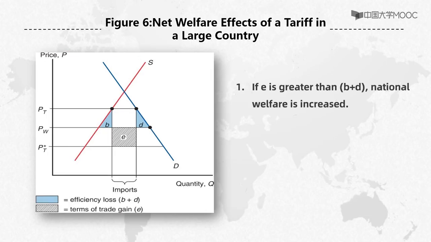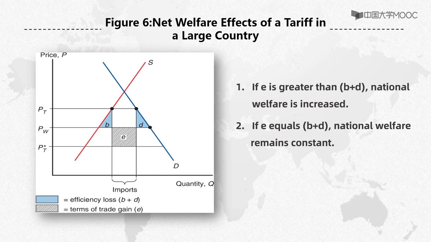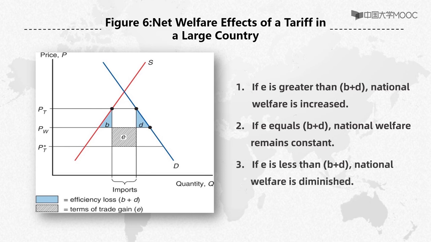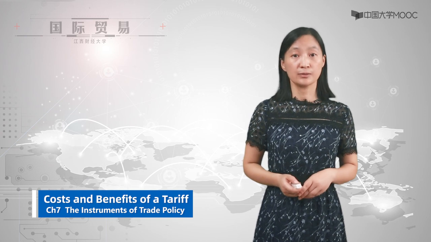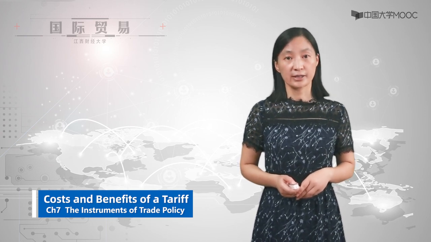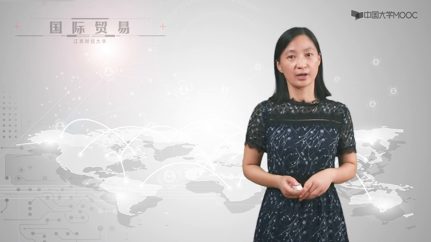The conclusions regarding the welfare effect of a tariff for a big country are as follows. 1. If E is greater than B plus D, national welfare is increased. 2. If E equals B plus D, national welfare remains constant. 3. If E is less than B plus D, national welfare is diminished. A nation that is a major importer of a product may be in a favorable trade situation. It can use its tariff policy to improve the terms at which it trades and therefore its national welfare. However, it may result in retaliation.